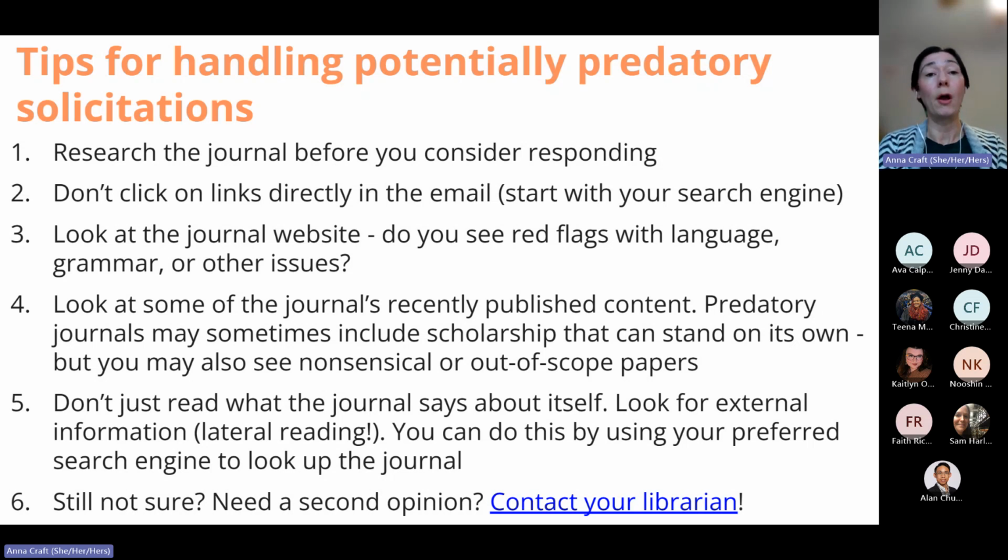Look for information from others. This is called lateral reading. And one way you can do this is by going to your preferred search engine and looking up the journal. And if you've done these things and you're still not sure, again, you can contact us in the library.